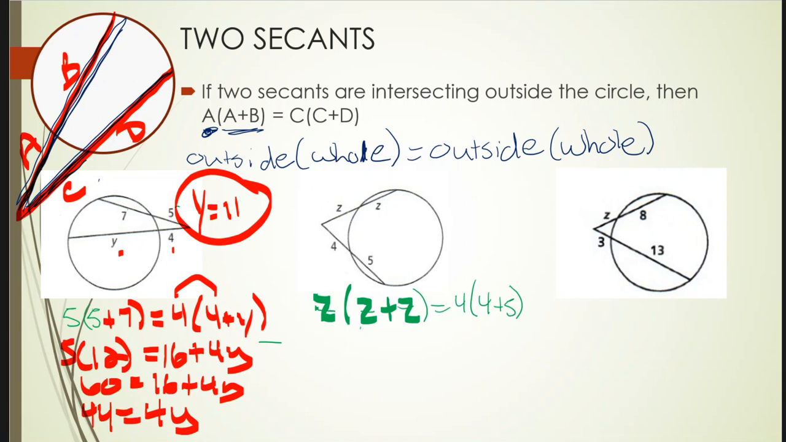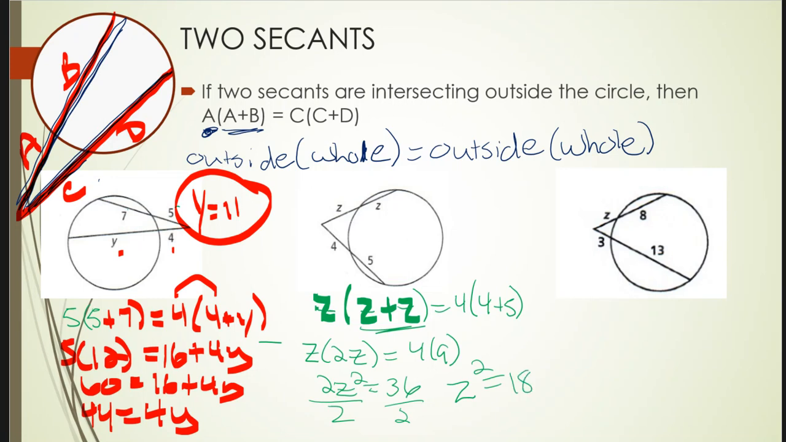Alrighty, so z plus z is 2z, so it's z times 2z equals 4 times 9. So this one we multiply into being 2z squared. Z times z is z squared equals 36. Divided by 2, we get z squared equals 18. At this point, you could square root it. In radical form, it would be z equals 3 root 2. And the actual square root of 18, if you got the decimal, is 4.2.